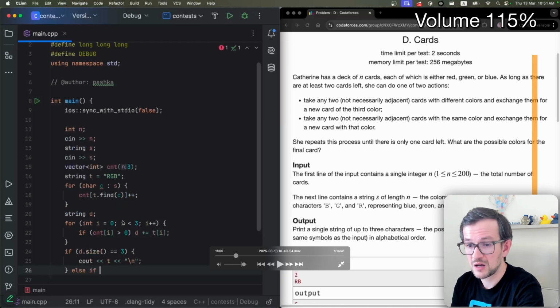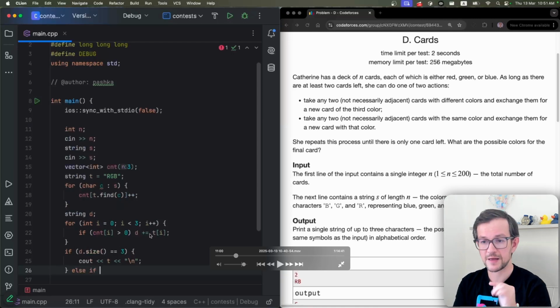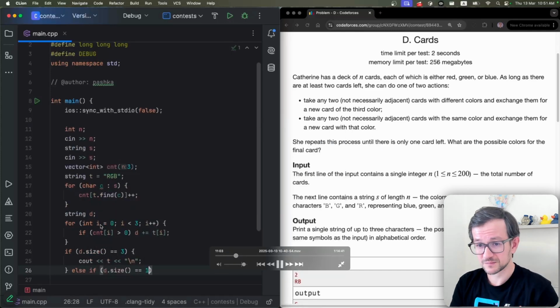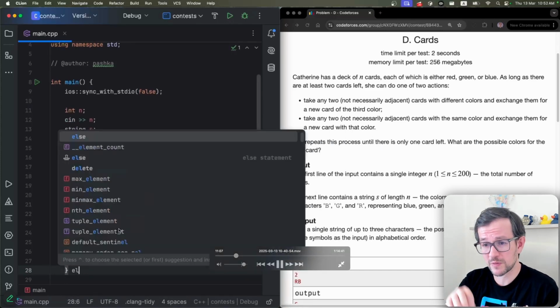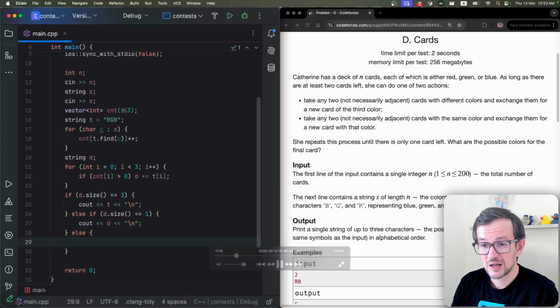Here I'm checking which characters are actually present in my string. So I look at all counters. If I have at least one card of this type, I add this type to the string D. So string D will contain characters corresponding to all my types. It's actually not better. It's better to have an array of integers here and just transform them to characters in the end. But okay, I will rewrite it later.